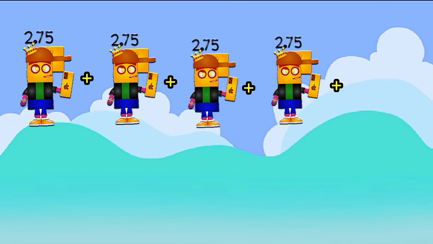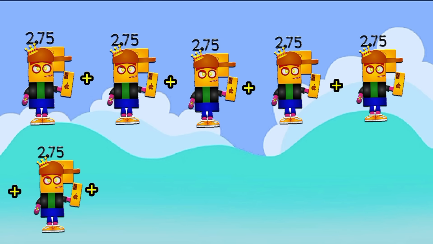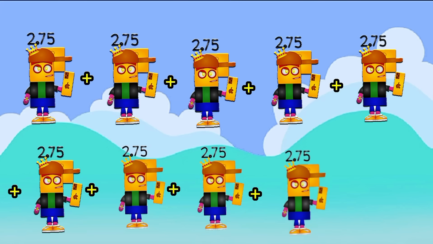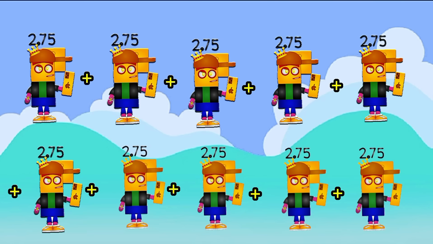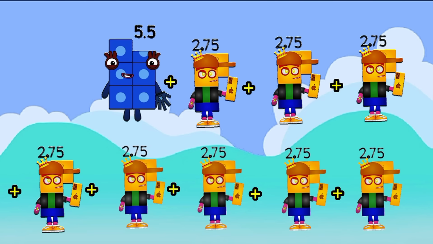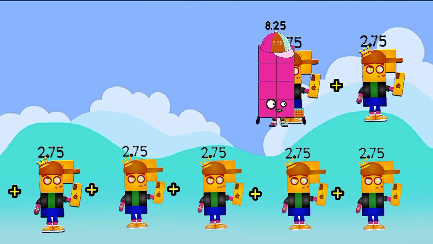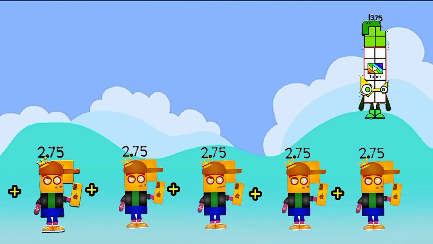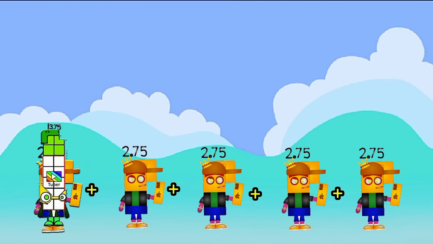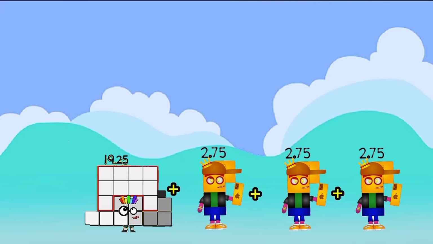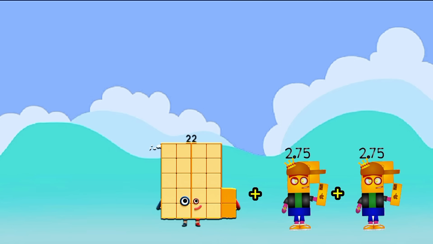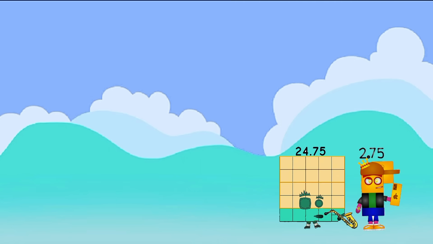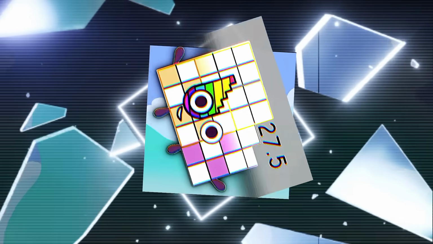The next number is 2.75. We add 2.75 10 times. So the answer is 5.5, 8.25, 11, 13.75, 16.5, 19.25, 22, 24.75. The last number is 27.5.